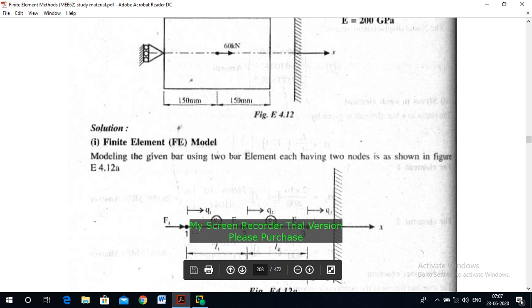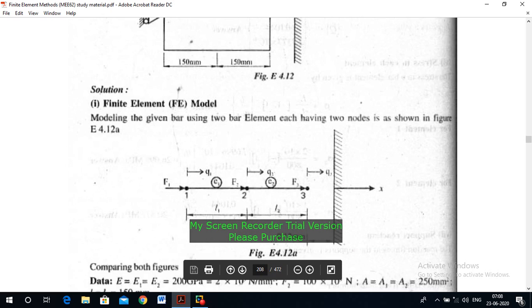Let Q1 be the nodal displacement at node 1, Q2 the nodal displacement at node 2, and Q3 the nodal displacement at node 3, and let F1 be the force acting at node 1 and F2 the force acting at node 2. The magnitude of the force acting at node 2 is given, that is 60 kilonewton, and the force at node 3 is equal to 0. The length of element 1 is given as 150 mm, and the length of element 2 is 150 mm.